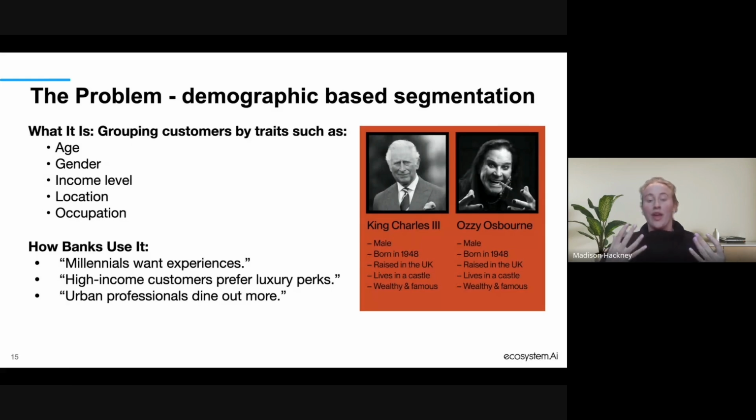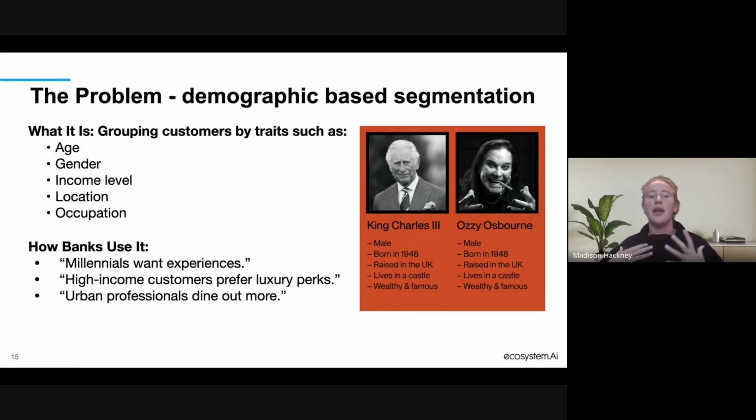But the problem with using demographic-based segmentation as your main form of personalization is that it views customers who are actually very different as the same person. When we look at the example over here, we have King Charles and Ozzy Osbourne. They are essentially the same demographic. Shame Ozzy Osbourne, may he rest in peace. They're both male, born in the UK, born in 1948. They were both wealthy and famous, and one lived in a castle. They are viewed as the same by the bank. This is the same customer. We need to communicate with them in the same way.